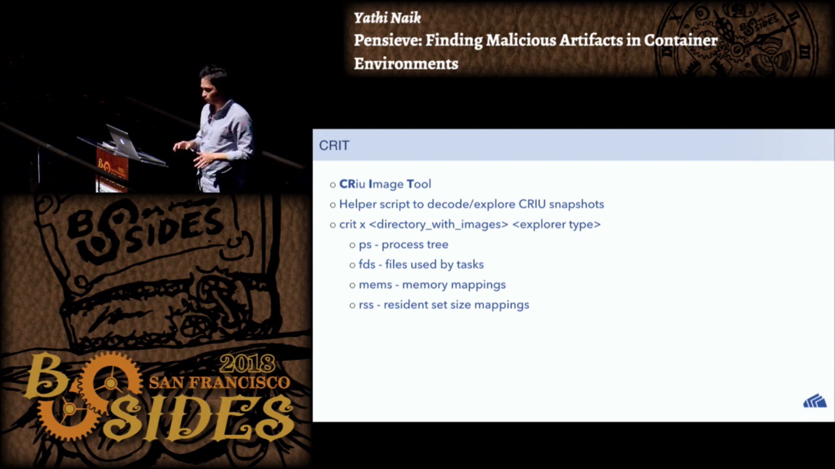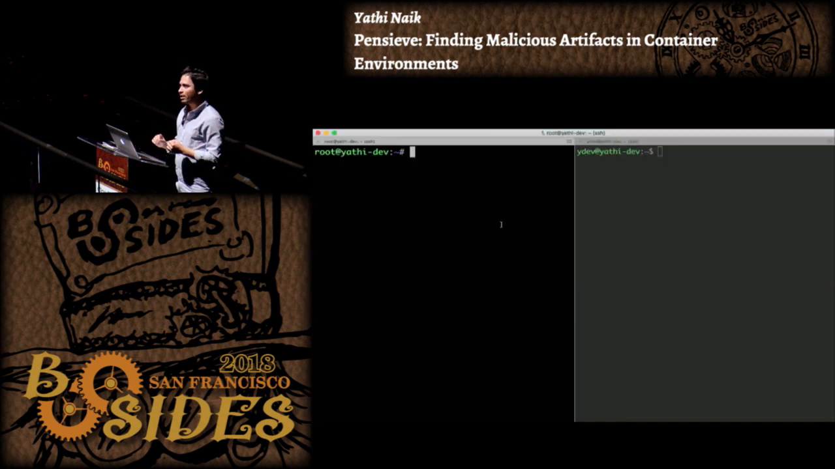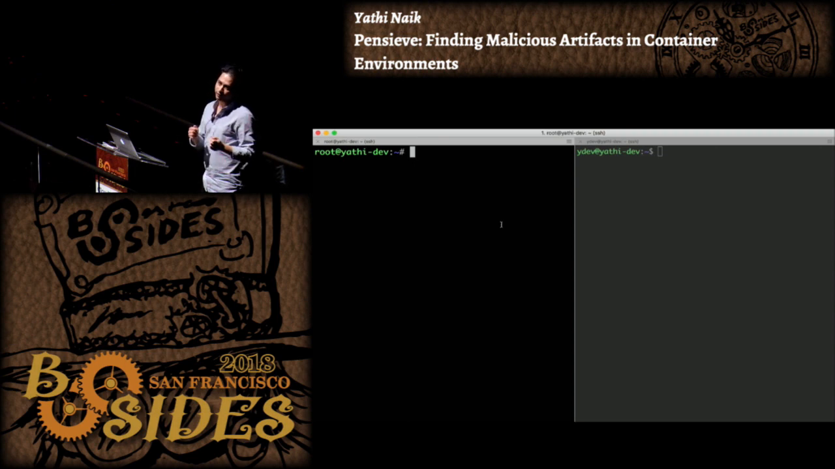Let's see this in a demo and how we can use CRIU to perform memory forensics. In this demo, I'll spin up a container running a very simple web application that's using a vulnerable version of Apache Struts. This was behind the Equifax attack a few months back. I'll use Metasploit to attack this container, and we shall checkpoint the container and see what kind of evidence we find.